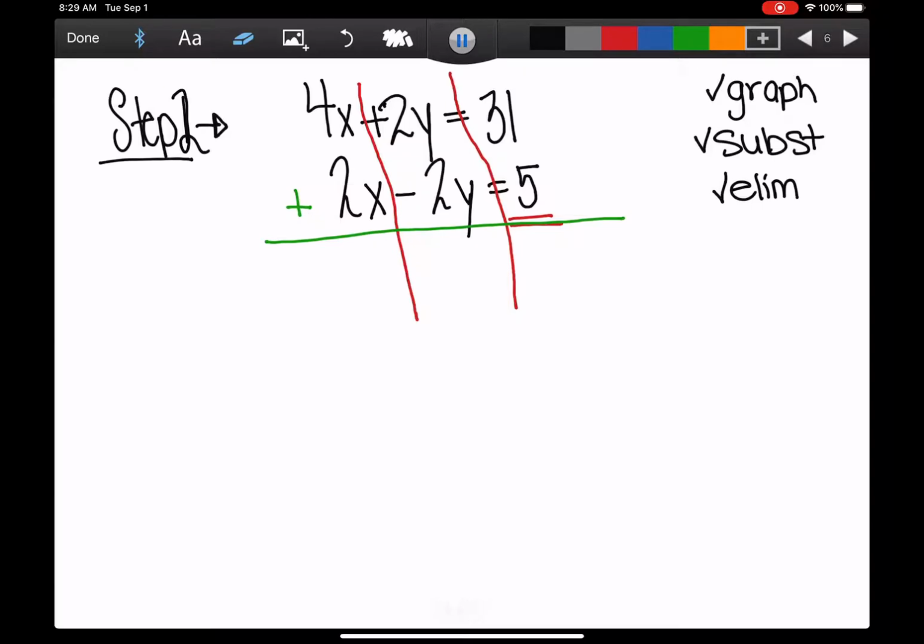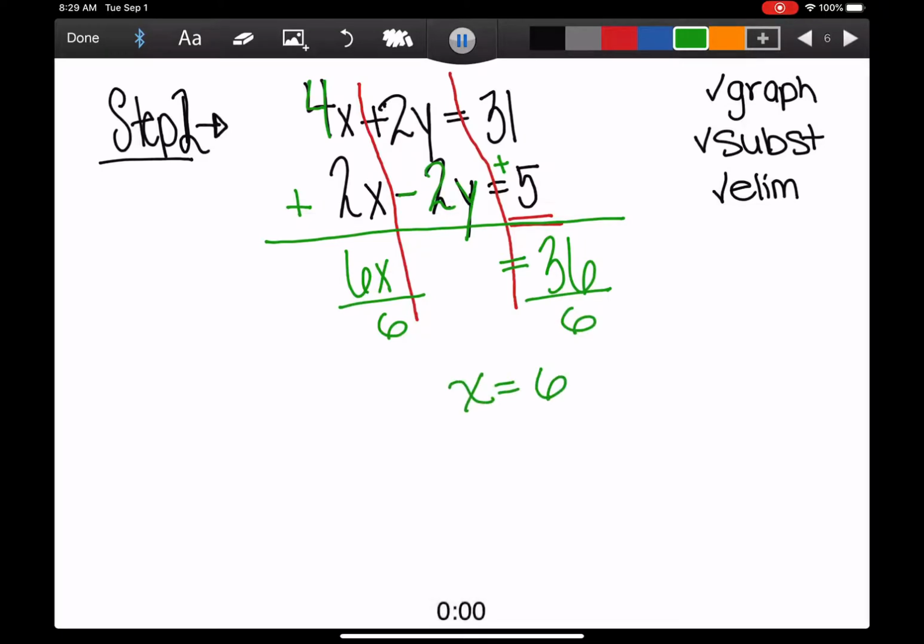So if I were to add down, I have 4x plus 2x, and I get 6x. I have positive 2y minus 2y. Well, doesn't that eliminate out to be 0? So this is where that elimination method comes from. We've eliminated our y's, and over here, we add these, and we get 36. So what's cool about what I just did here is because those y's are gone, I could divide both sides by 6, and I get x equals 6. So I have this problem already half solved, okay?